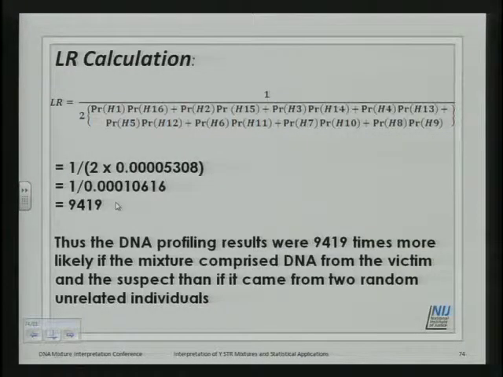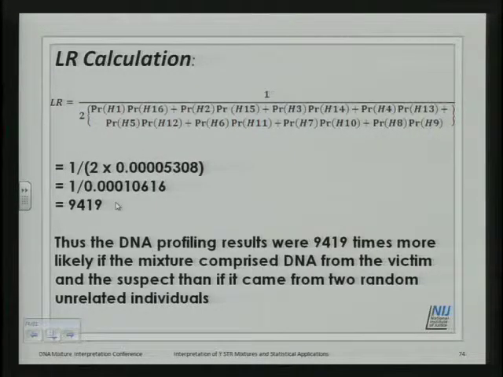So the DNA profiling results were 9,419 times more likely for a mixture comprised of DNA from the victim and the suspect than if it came from two random unrelated individuals. Now, remember, that's not exactly a true statement because we're dealing with databases here, so we'd have to work out how we would say this properly in a database format.